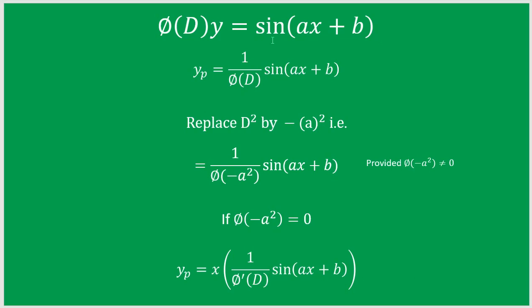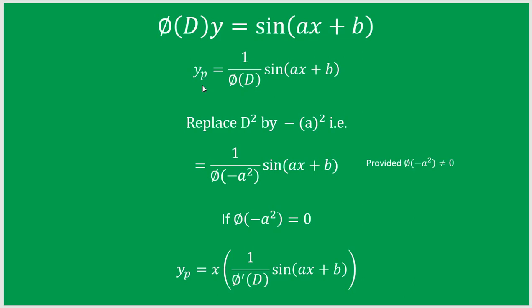So here phi of D operating on y is equal to sine of ax plus b. Then yp will be 1 upon phi of D sine of ax plus b. Now here we just have to replace D square, wherever D square is there in phi of D, by minus a square. Be very careful, it is not minus a whole square, it is a square into minus 1. For example, if a is 2, we'll replace D square by minus 4.